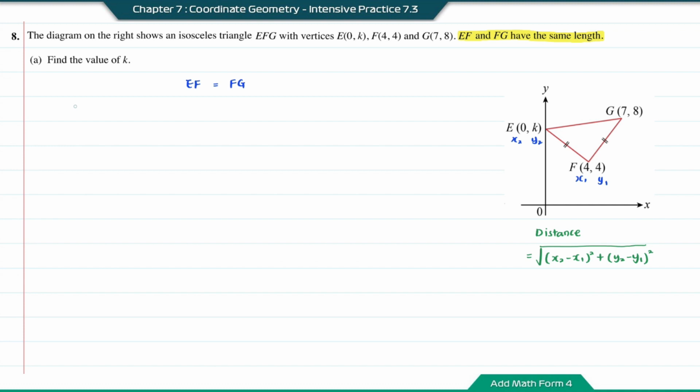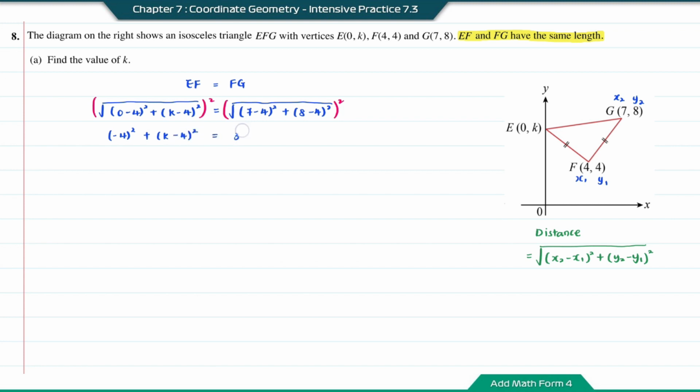The distance EF will be the square root of (0 minus 4) squared plus (k minus 4) squared. And the distance FG will be the square root of (7 minus 4) squared plus (8 minus 4) squared. Next, I'm going to square both sides to cancel the square root. So what's left on the left hand side will be (negative 4) squared plus (k minus 4) squared. This is equal to 3 squared plus 4 squared.